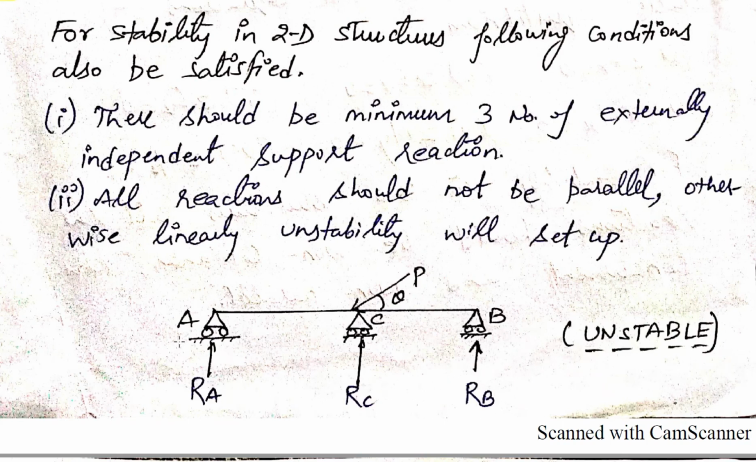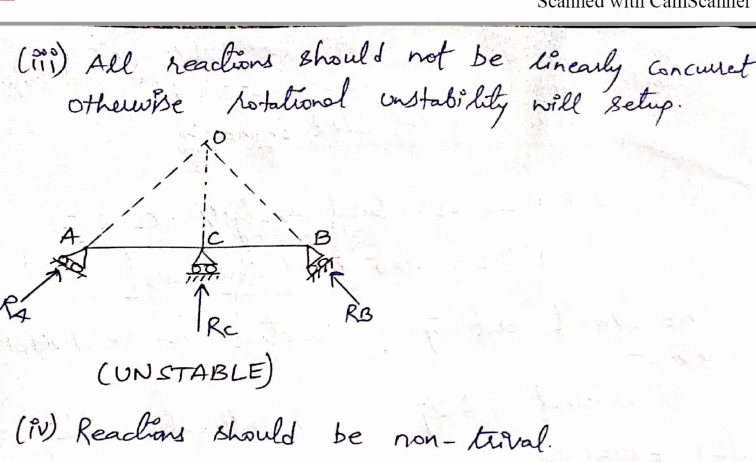You can refer to this diagram. This is an unstable structure, as this is roller support A, and this is roller support C, and support B. We know that in a roller support only one vertical reaction, which is normal to the support, acts, that is RA here, RC here, RB here, and all these three reactions are parallel. So linear instability will set in here. That's why this structure is unstable. Okay, let's move on to the next condition.